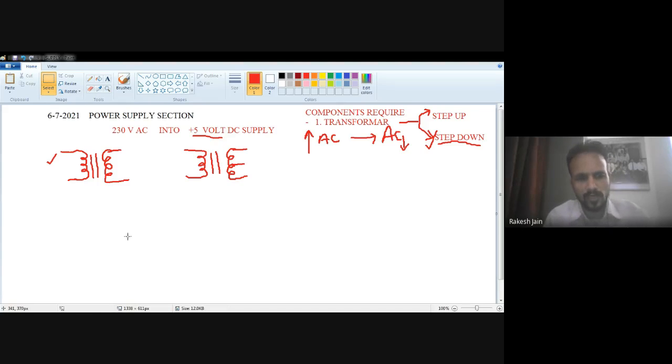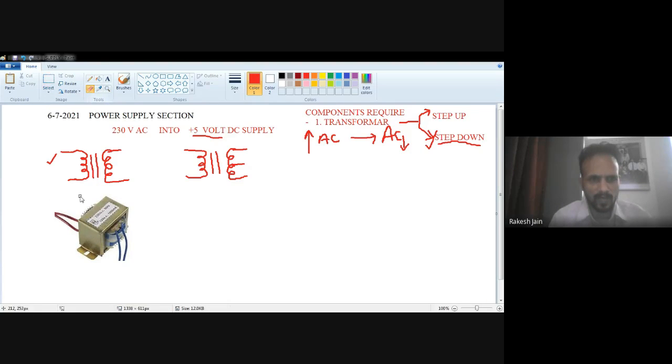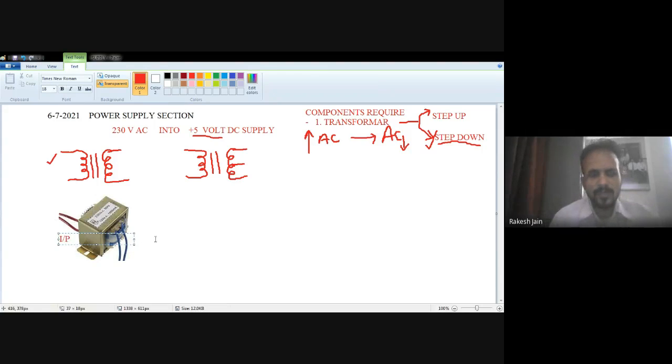The simple transformer, in which there are two primary and two secondary wires, looks like this one. Remember one thing: the input side always has two wires and the output side has two wires. How do you understand which one is the input side and which is the output side? When you purchase a transformer from the market, one side of wire may be of a different color, but one side must be red. That red wiring shows you the input side. So these are the inputs, and the others are the outputs.